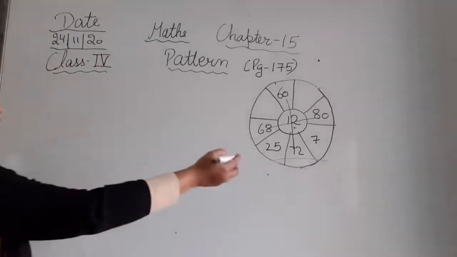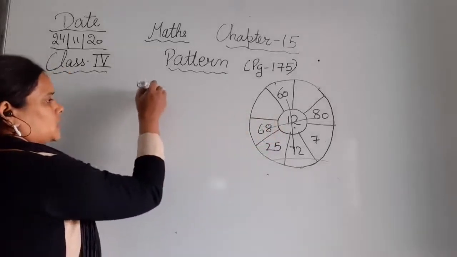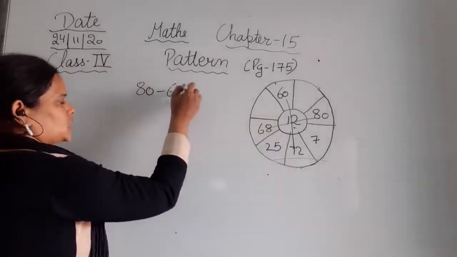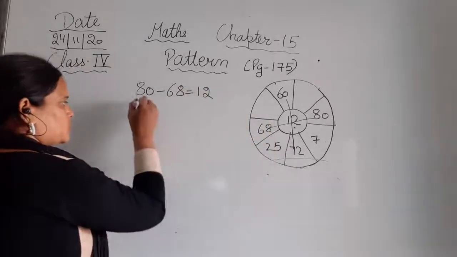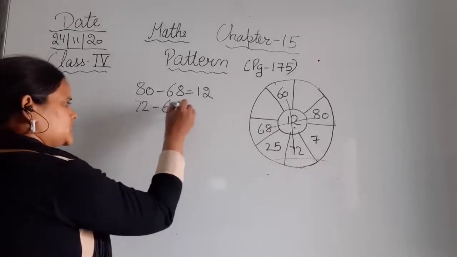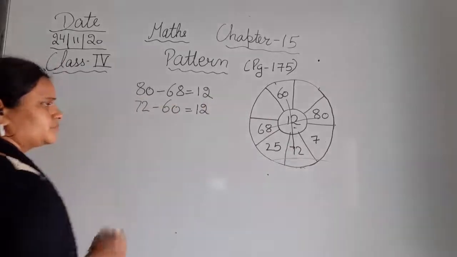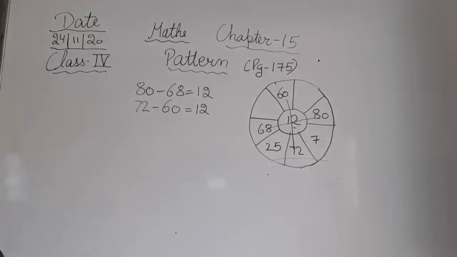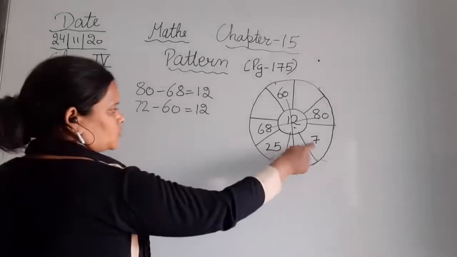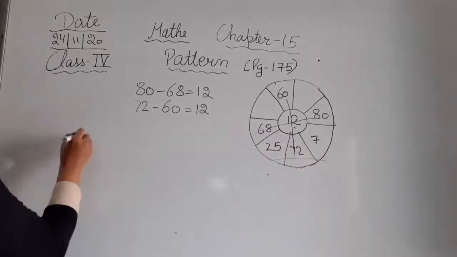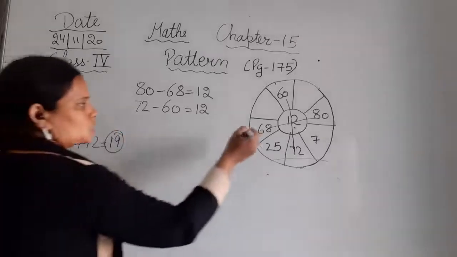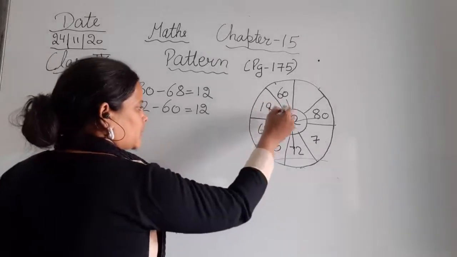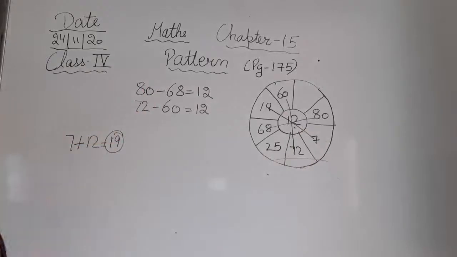तो देखिए सबसे पहले हमने क्या निकाला था? 80 minus 68 is equal to 12. नेक्स्ट 72 minus 60 is equal to 12. Okay, last here it is 7. So 7 में हम क्या करेंगे? 7 में 12 प्लस करिए, that will be 19. कितना आया? 19. So 19 minus 7 will be 12.